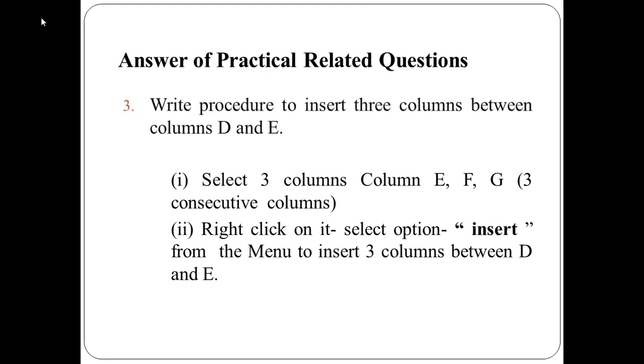The third question is write the procedure to insert 3 columns between column D and E. So, the answer of this question is select the 3 columns, column numbers E, F, G, that is 3 consecutive columns, then right click on it, select the Insert option from the menu to insert 3 columns between D and E.